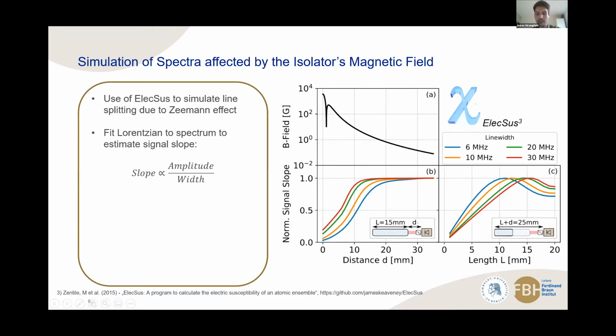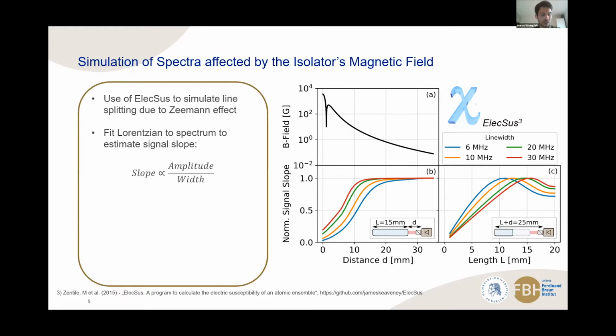So first, I evaluated how far we have to put the vapor cell away to get an acceptable decrease in the performance. We used a 50 mm cell in this simulation. And as you can see, it's line width dependent: narrow lines get more affected. On the other hand, distances of about 10 to 20 millimeters are enough to reduce the effect significantly.